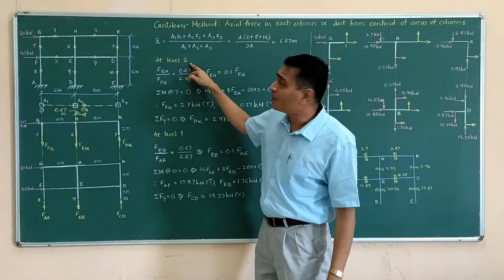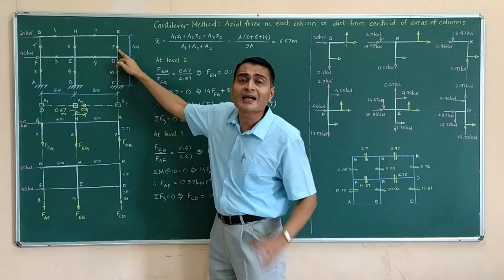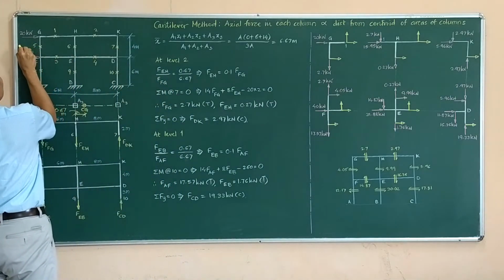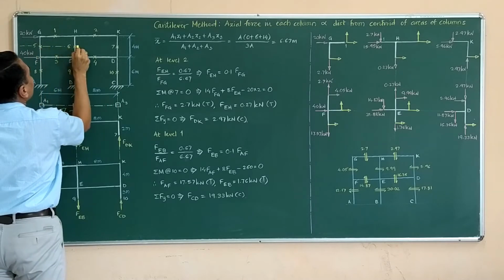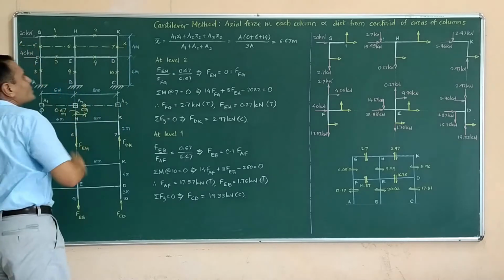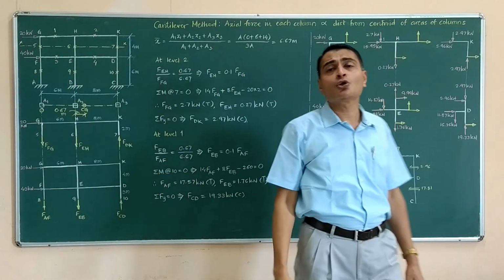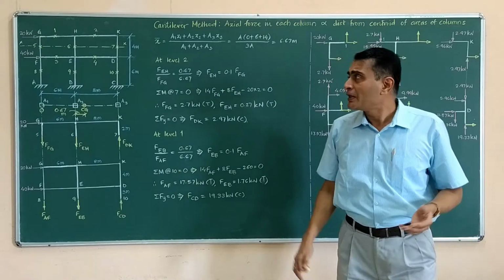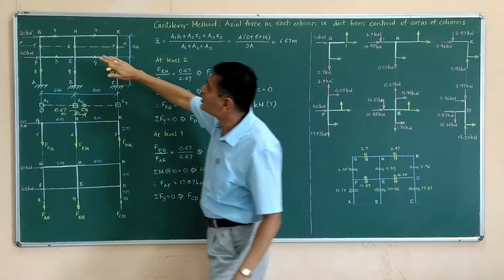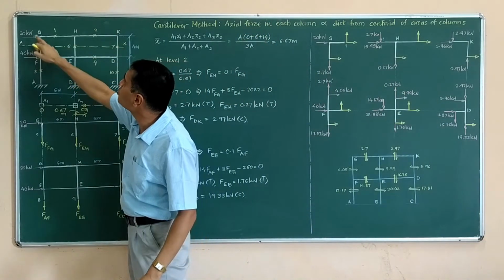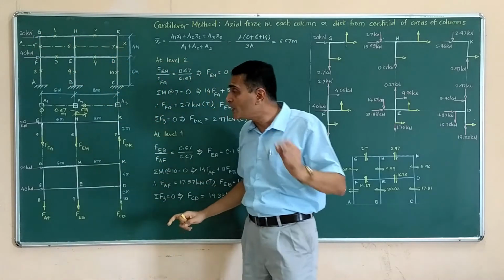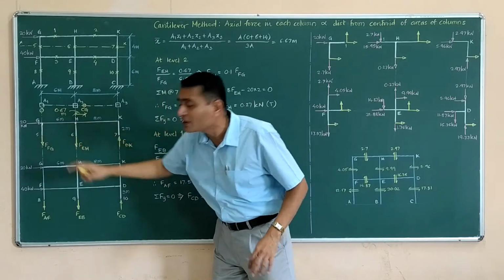I have written at level 2, that means at this top level, and now what am I doing? Passing through these points of inflection, I am developing a section. So again this step, let me call it section XX. This step is again similar to our portal method. Once I have taken section XX, I am isolating the part which is above the section, that is part 5, G, H, K up to 7. I am isolating it and drawing its FBD.